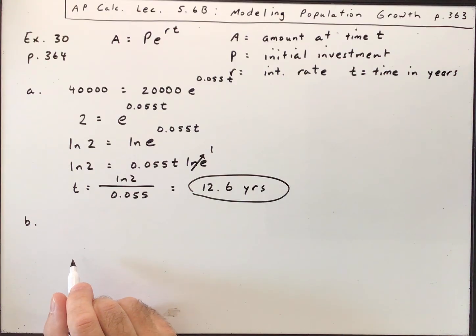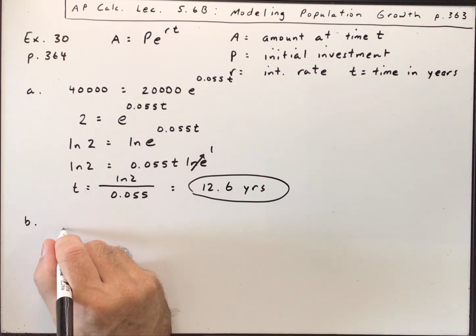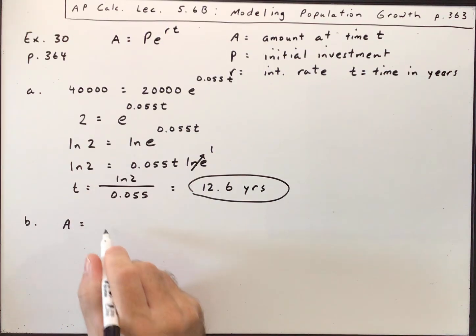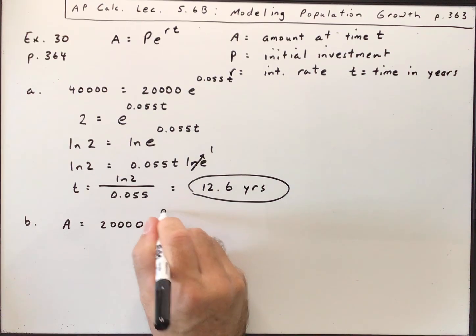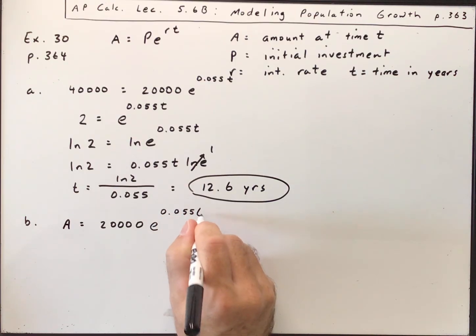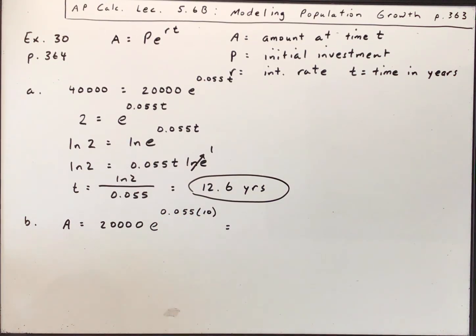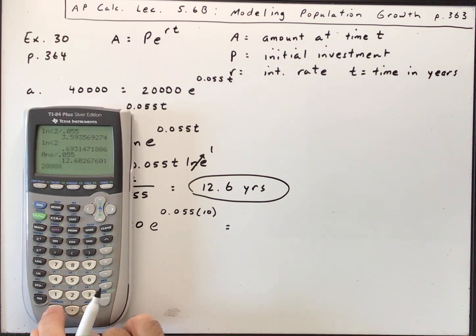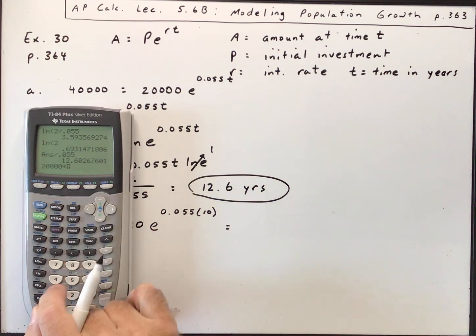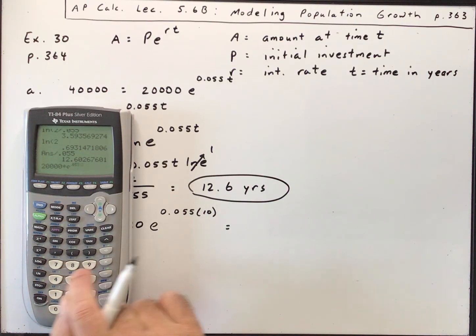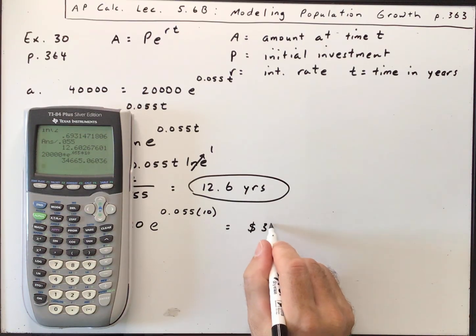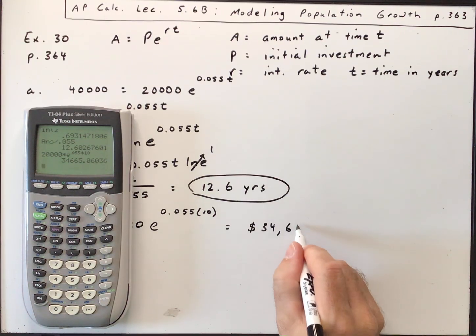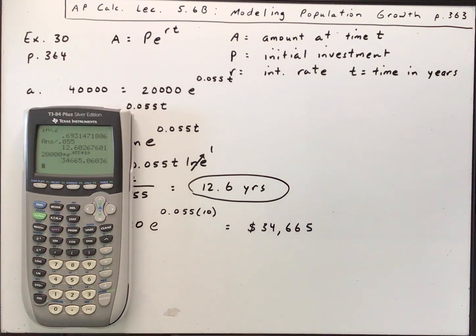And then part B is how much will you have after 10 years? So after 10 years, A is going to be 20,000 times e to the 0.055 times 10. You just plug in here. And that is $34,665. All right.